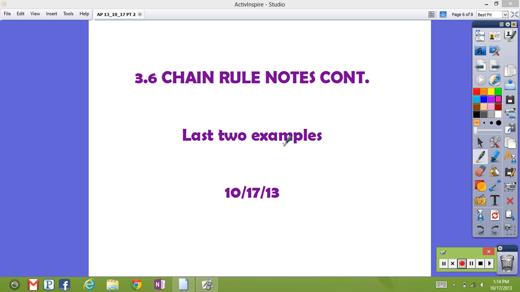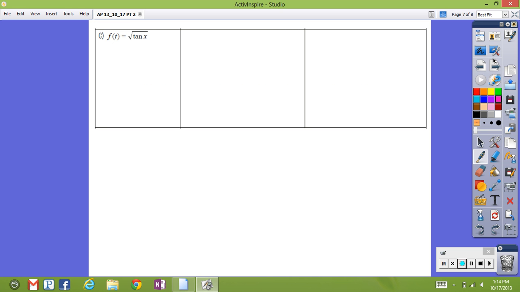So I promised I would finish the last two examples from your notes so that you have a few more examples. This guy, a little bit of a typo, just change the x to a t because it's f of t. So the problem, first of all, you want to make sure you rewrite the function. So I'm going to write function f of t is equal to tangent of t to the 1/2 power. And so that'll help us figure out inside and outside. So my outside function is the 1/2 power.